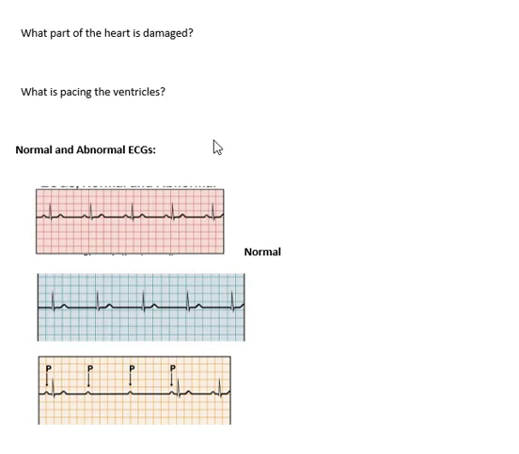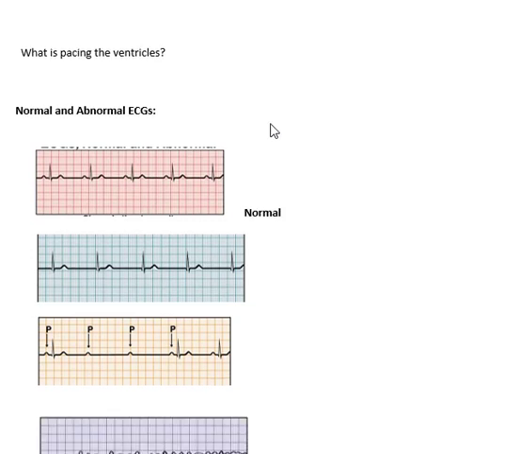And what is pacing the ventricles? What's causing the ventricles to beat? So we know that the SA node is causing the atria to beat, and we know that the P wave is okay. So it didn't damage that part.